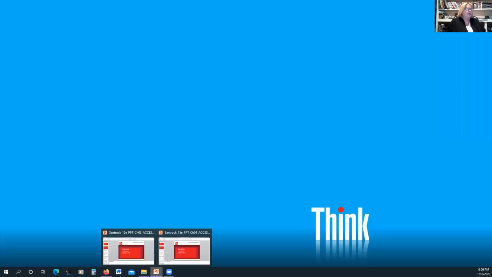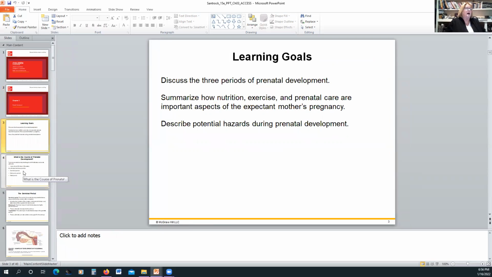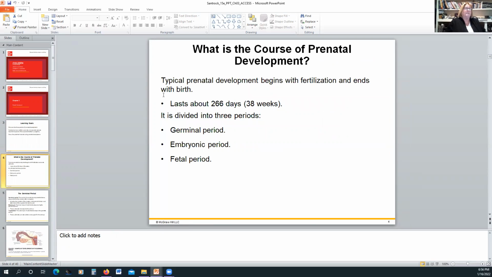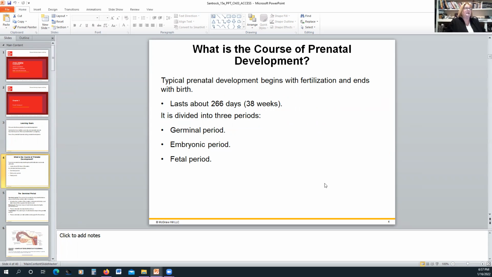Chapter 3 is getting into your prenatal development. Quite honestly, this is a very similar chapter to what you had in lifespan. It talks about pregnancy being about 266 very long days, divided into the germinal, embryonic, and fetal periods. Remember, don't get those confused. The prenatal development is about 266 days.